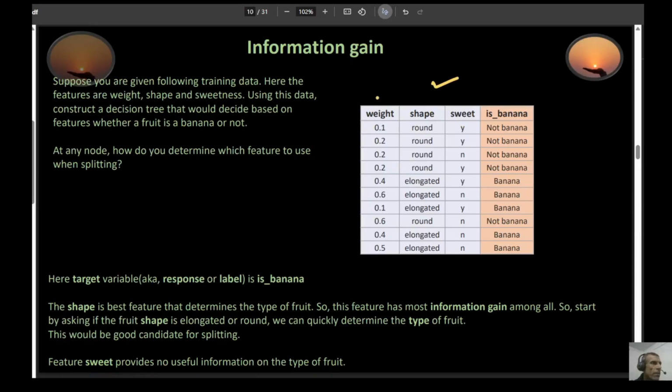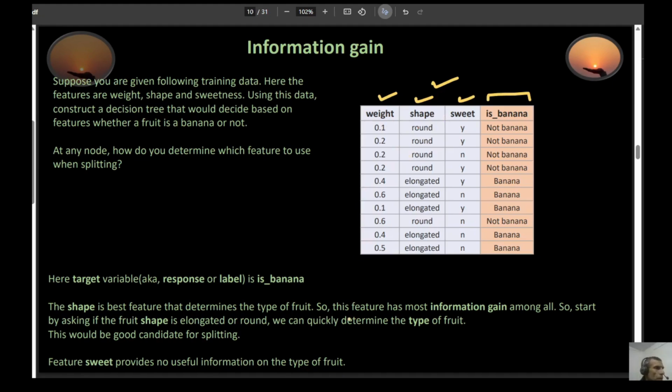This one has features like weight, shape, and sweetness. And this is your label right here: banana, whether it's a banana or not a banana. Using this data, you have to construct a decision tree that would decide, based on these features, your weight, shape, and sweetness, whether it's a banana or not. So at any node, you have to determine which of these 3 features to use when splitting.